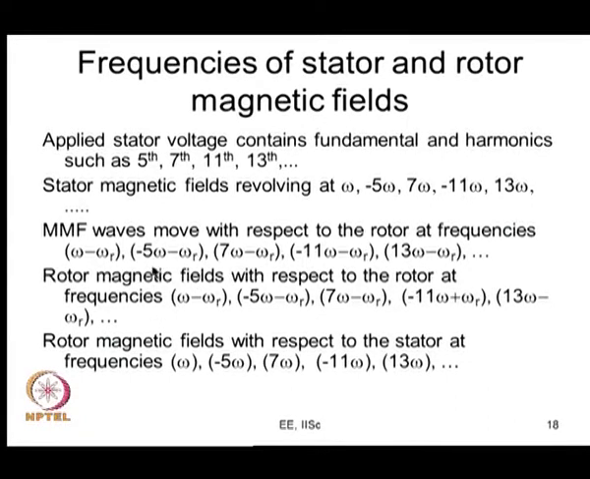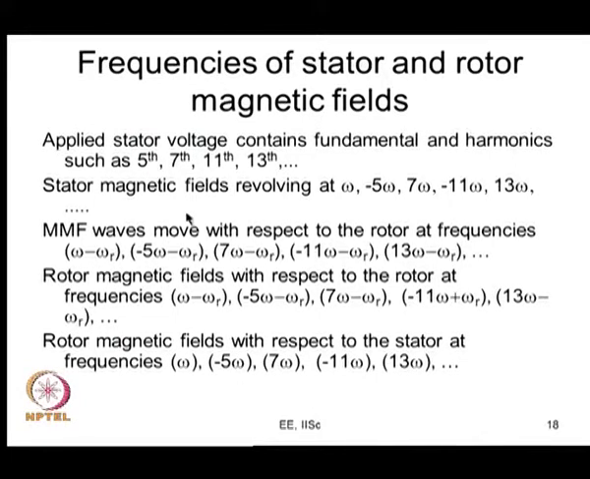The rotor induced EMF is at this frequency, 5 omega plus omega r, therefore the rotor induced currents are also at this frequency, 5 omega plus omega r. So, the rotor produces a magnetic field at 5 omega plus omega r, but the direction is reverse, and therefore I have indicated a negative sign here. So, this is how the rotor magnetic field rotates with respect to the rotor, and with respect to the stator it is back to minus 5 omega.